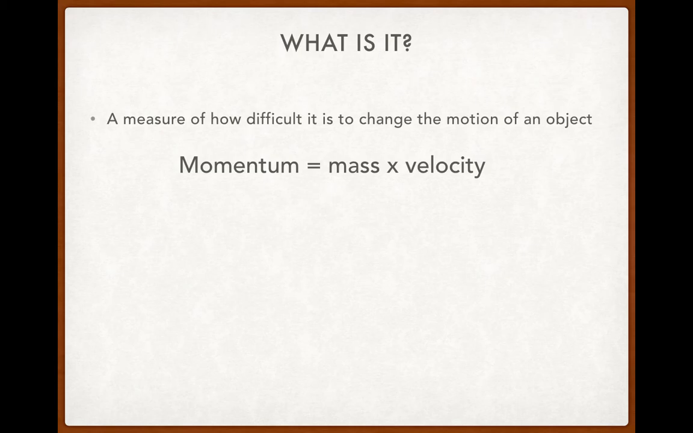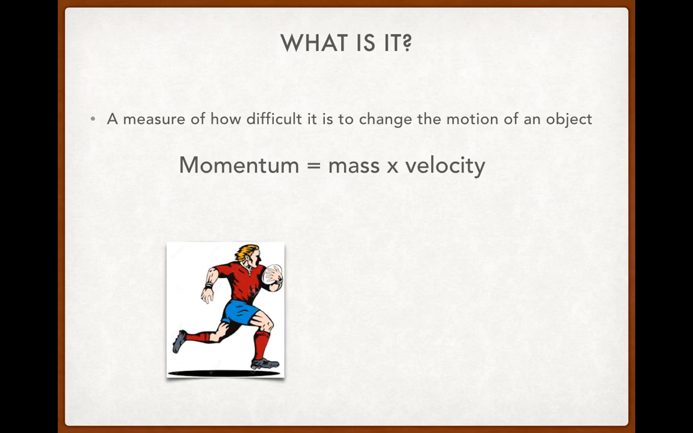So let's have a look at two examples. If you're a rugby player, that rugby player can run fast. He's got a big mass. So as he runs, he's got a big momentum, and it's quite difficult to stop him. So you need another similar sized rugby player with a similar momentum to make his momentum halt or stop.